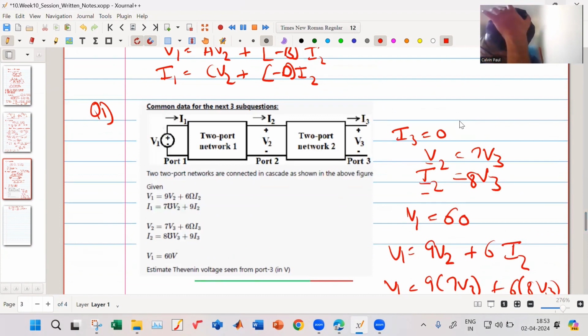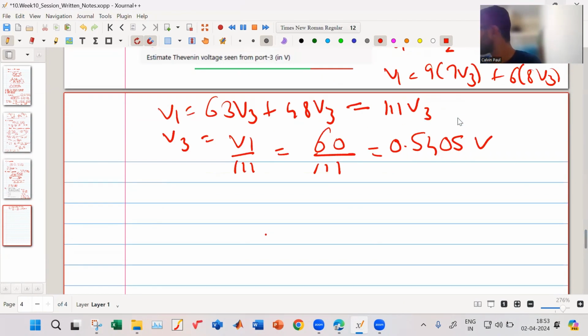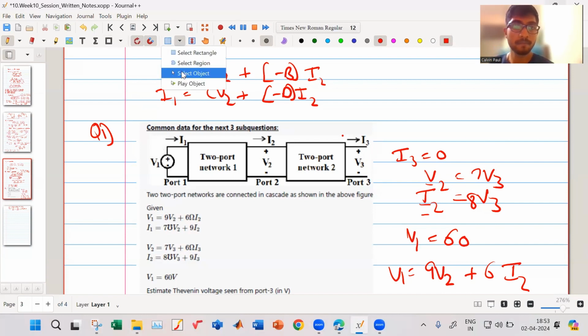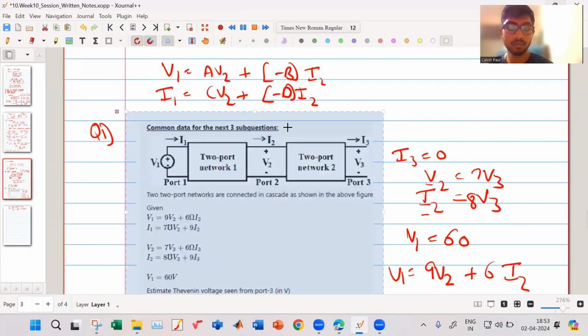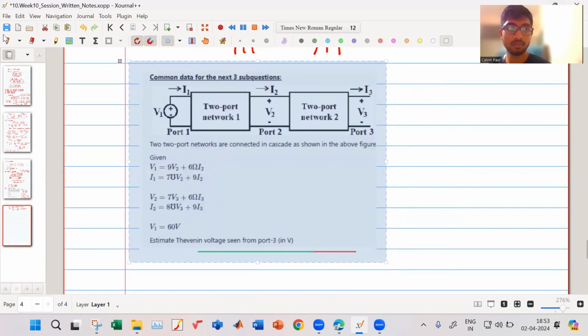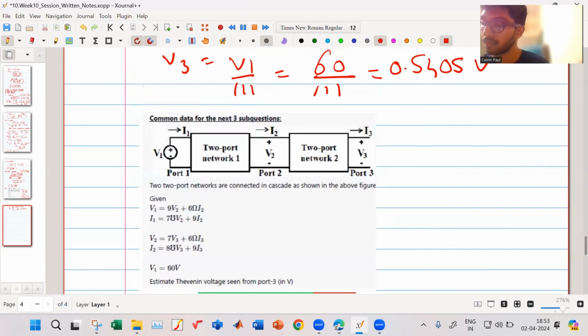Now assume you need to find the Thevenin current, the Norton current you have to find for this network. So let me write it again. Now you have to find Norton's current. So how will we solve this then? How to solve this?